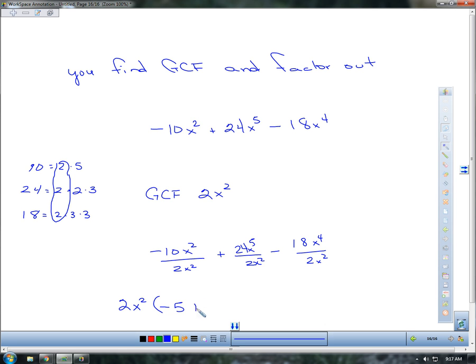24 divided by 2 is 12. x to the 5th divided by x squared. They're like bases and we're dividing, so I'm going to subtract their exponents and get x to the 3rd power. 18 divided by 2 is 9. x to the 4th divided by x squared is x squared. We're dividing the same base. They both have x as a base. 4 minus 2 is 2. So this is your answer if I told you to factor out the GCF.